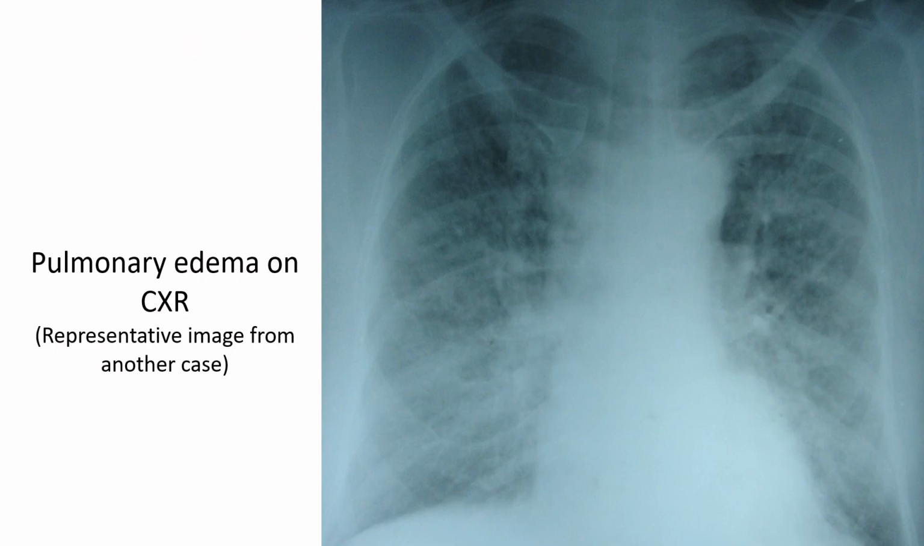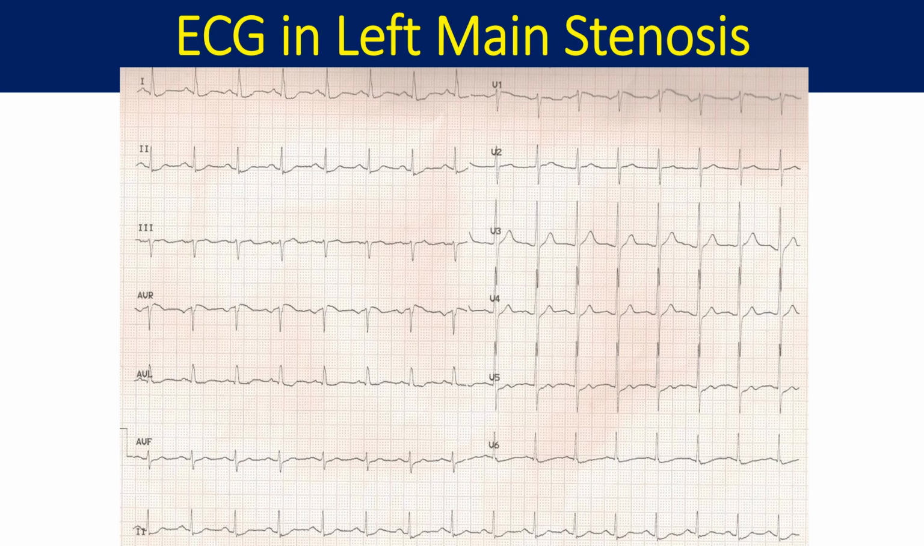Clinical evaluation and chest X-ray showed features of pulmonary edema. Angiography done after initial stabilization showed severe stenosis of distal left main coronary artery. In addition, there were multiple lesions in all three vessels, making a standard indication for an urgent coronary artery bypass grafting. A similar ECG pattern can also occur in severe proximal triple vessel disease.